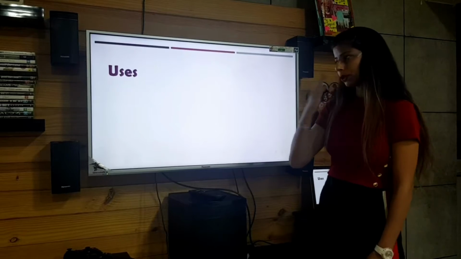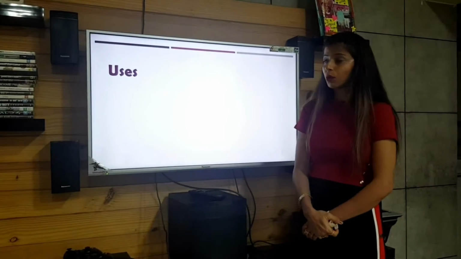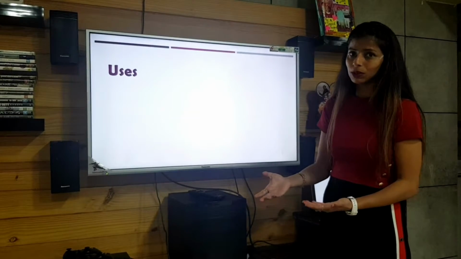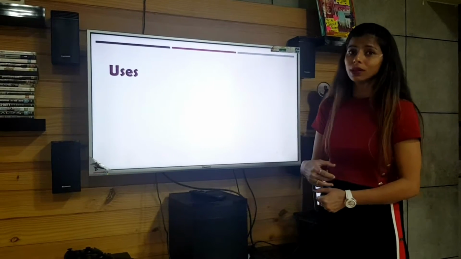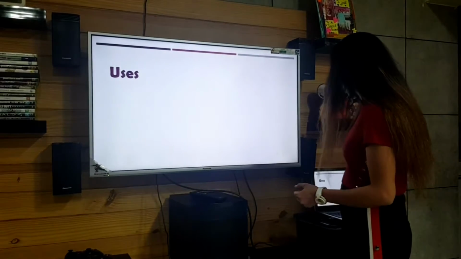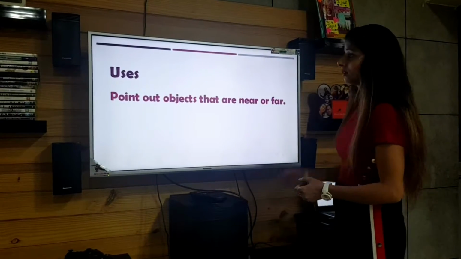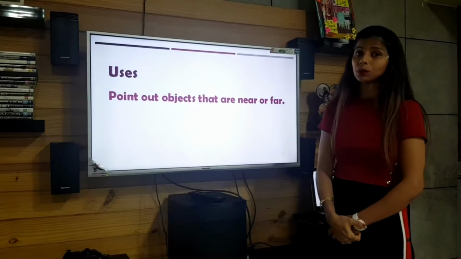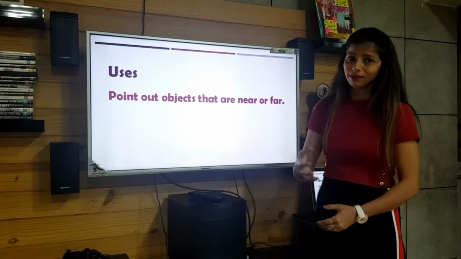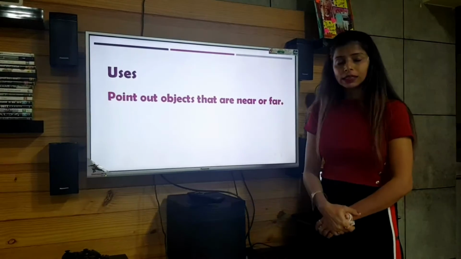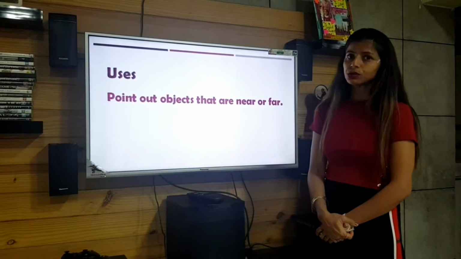First of all, we'll be talking about the uses. What are the uses of these demonstratives? We know that these demonstrate a noun, any entity, any object, any person. So where and how will they be used? First of all, they point out objects that are near or far. These are used to indicate those objects.